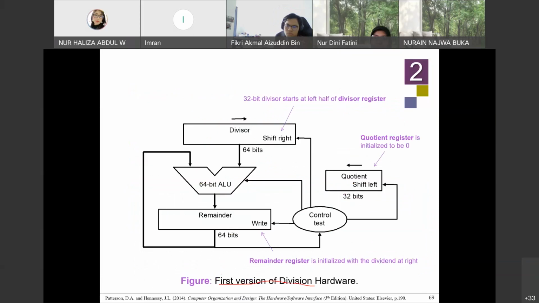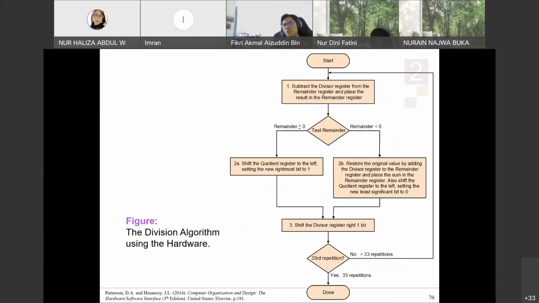So here, similar to just now the first version of multiplication hardware, now it is the first version of division hardware. And here is the flowchart. It is totally different from just now. The repetition is plus 1. Just now, if you have 4 bits, you need to compare 4 times, right? But here, if it is 4 bits, you need to repeat until 5. Okay? That is the first thing you need to know in terms of this flowchart.